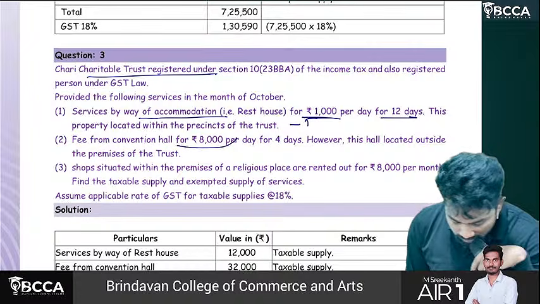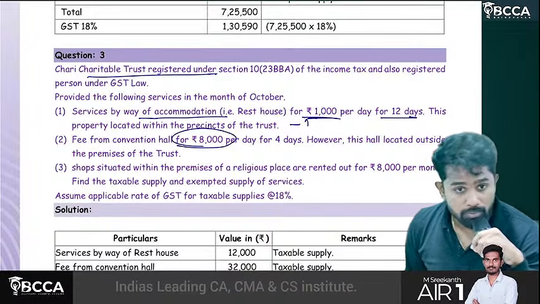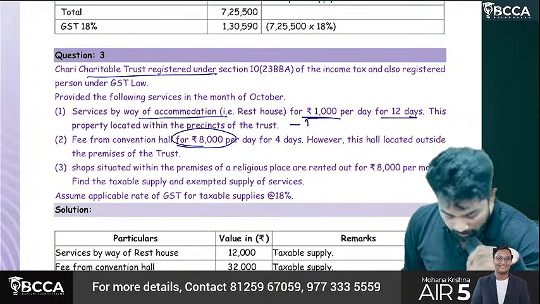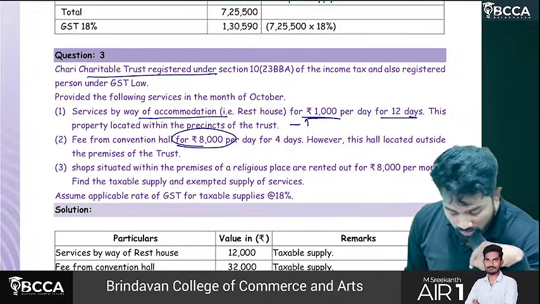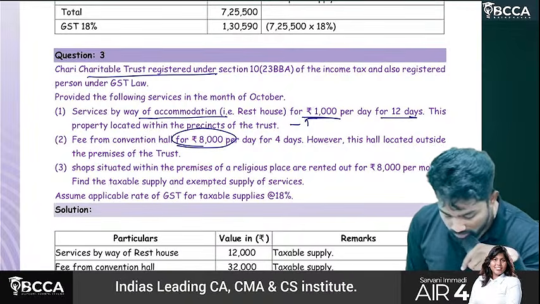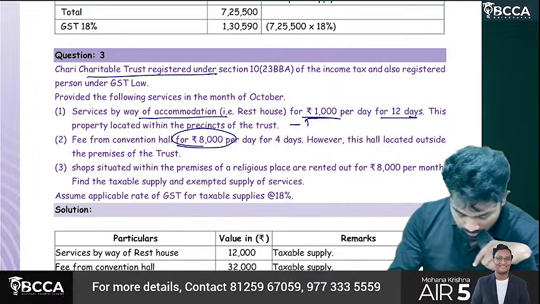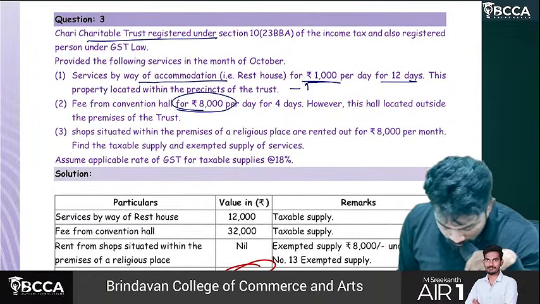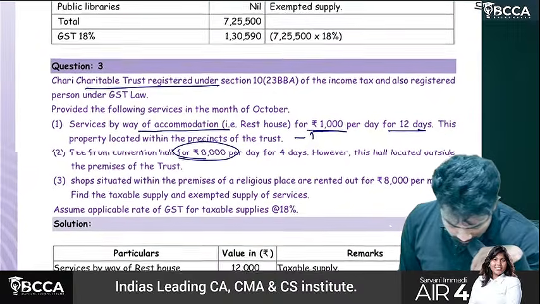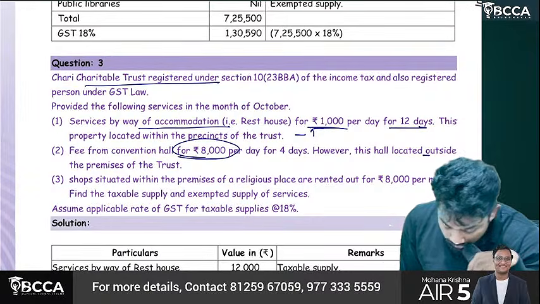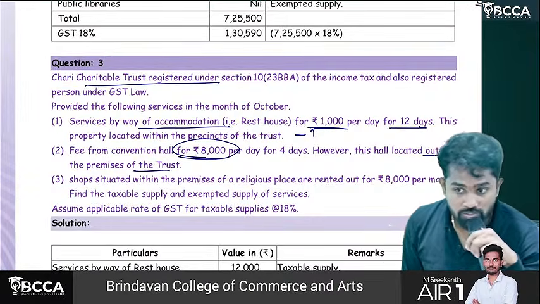Fee for convention hall. Sir, the renting of their premises or function halls owned by them, for conducting marriages and all, those are exempted. Per day it should be how much, sir? Less than 10,000. Here 8,000 only, so exempted. Sir, the fee for the convention hall is 8,000 per day. However, this hall is located outside the premises of the trust. That's why it is taxable.